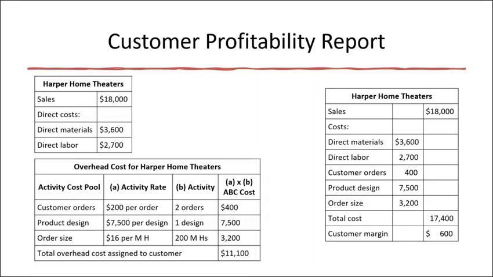Likewise, we look at calculations for profit for one of Music Systems' customers, like Harper Home Cinemas. For this, we use the total sales that were made to that customer of $18,000. The direct materials were $3,600. The direct labor was $2,700. We can then take from the ABC reports the cost of overhead, $400 for customer orders, $7,500 for product design, $3,200 for order size, $11,100. The total cost for this customer was $17,400 against total sales of $18,000. We've only made $600 on this customer for the year.